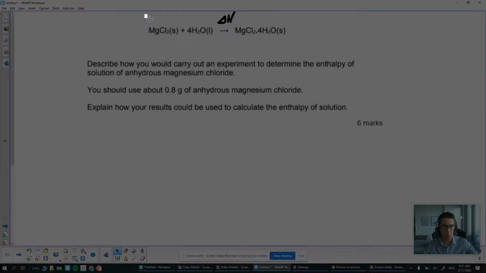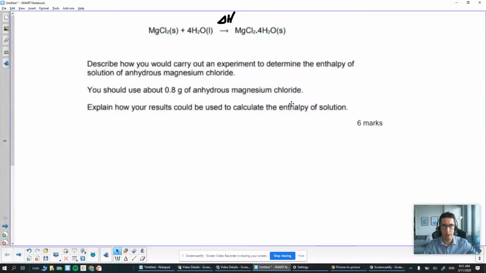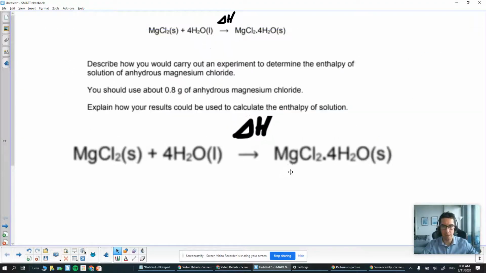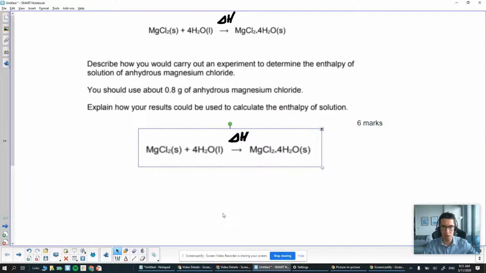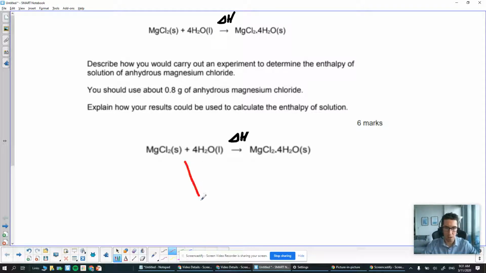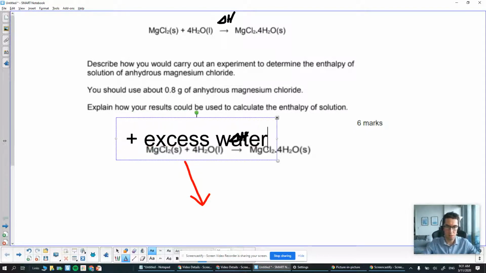So what we do is we take this equation here, because we know that Hess's law states that the enthalpy change for a reaction, delta H, is independent of the route taken. So we can take a different route. We can turn it into something else. So if we add water to it, this time not just 4 moles of water, but this time we add excess water. So let's write that down, plus excess water.